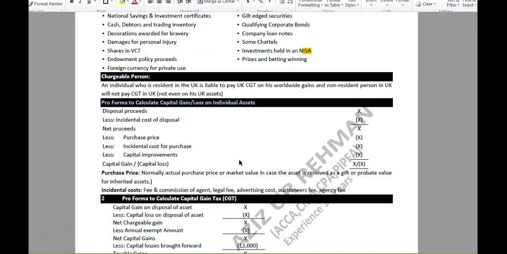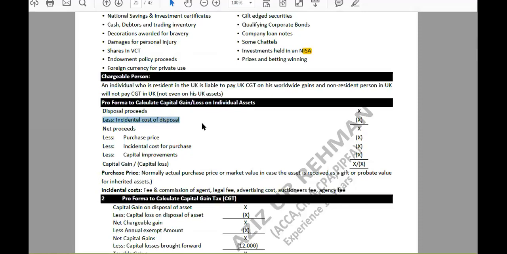Let's come back to the notes. How to calculate gain or loss? First of all, we will write down selling price. Then we will deduct incidental cost at the time of the sale of the asset. We have net disposal proceeds. From net proceeds, we will deduct purchase price. We will deduct incidental cost at the time of the purchase. We will deduct capital improvements. We have capital gain or loss.